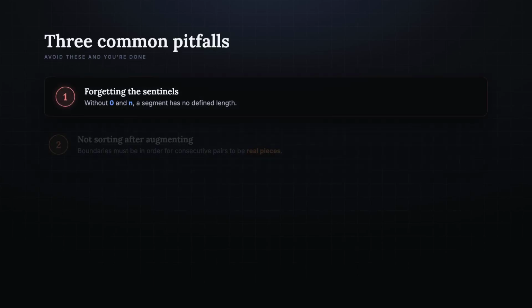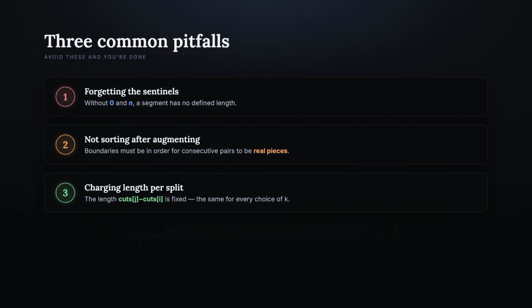3 common pitfalls. First, forgetting to add 0 and n, so segment lengths become undefined. Second, forgetting to sort after augmenting. And third, adding the segment length once per split choice when it is the same fixed cost for every k.